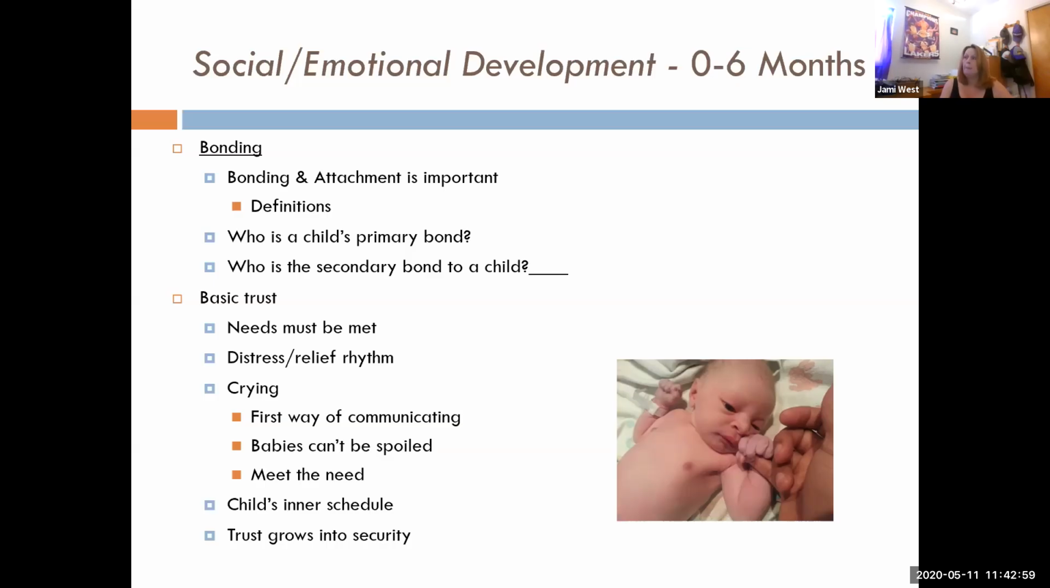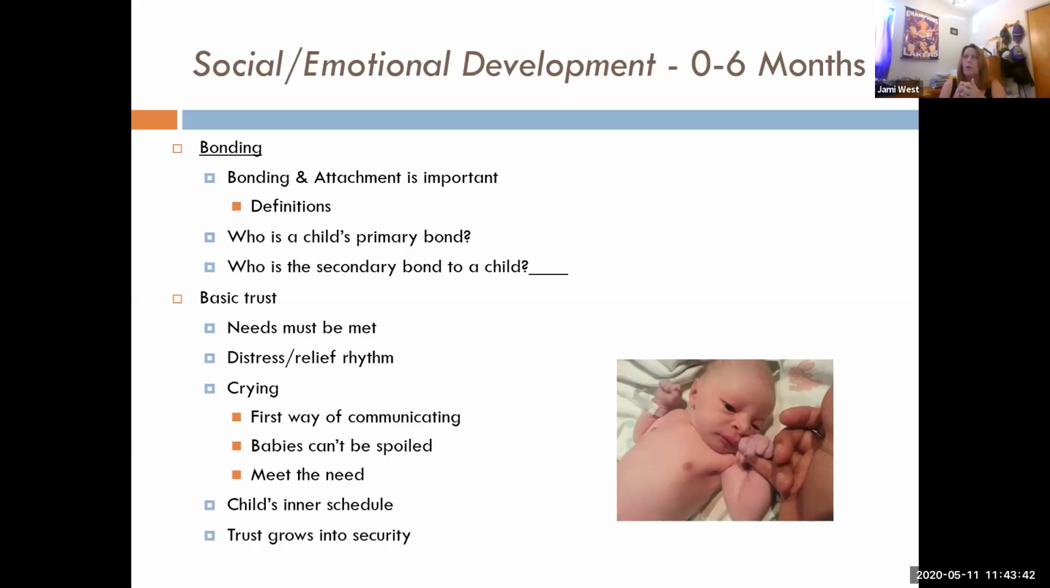The idea, and I'm sure many of you, if not all of you, have heard this a lot: if you pick up an infant every time they cry, they'll be spoiled. I just need you to know that that is not consistent with development. It's not consistent with brain development and the connections that infants are making. Remember, we talked about synapses, the connections that infants are making in their brain.